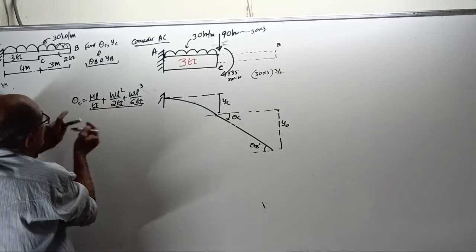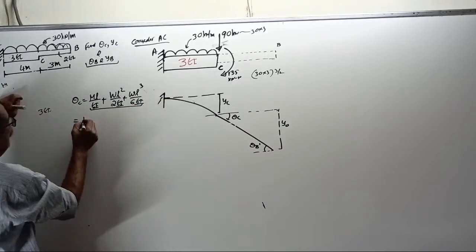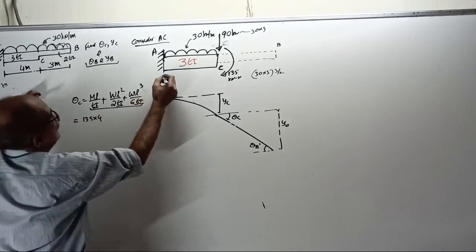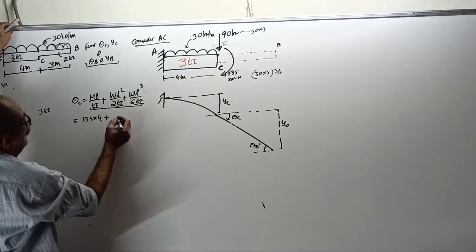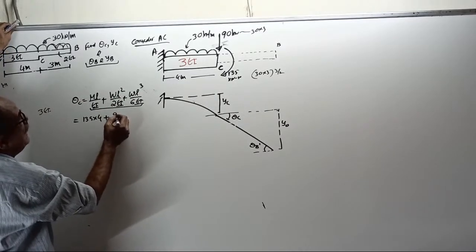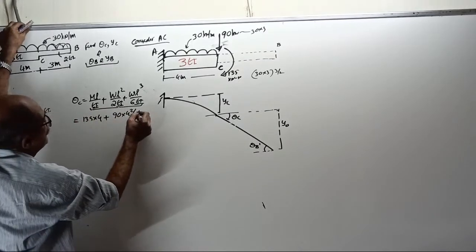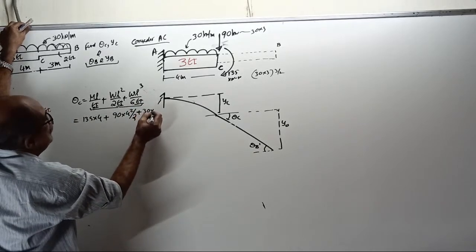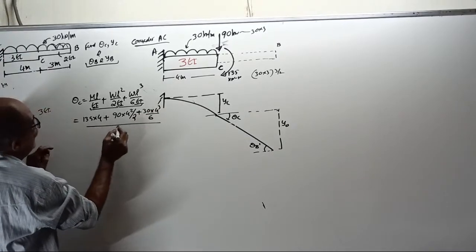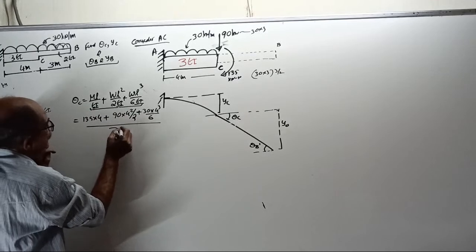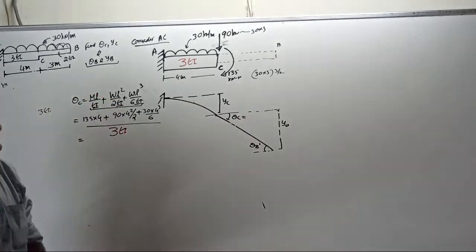This EI you have to replace by 3EI. So, M couple 135 into 4, this length is 4 meter, plus W point load. What is the point load? Point load is 90 into 4 square by 2, plus UDL 30 into 4 cube by 6. All this divided by 3EI. First tell me this theta C answer.